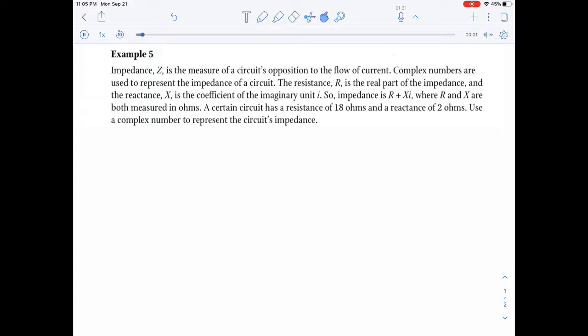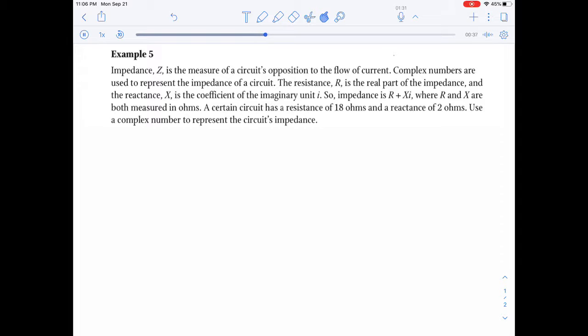Example 5. Impedance Z is the measure of a circuit's opposition to the flow of current. Complex numbers are used to represent the impedance of a circuit. The resistance R is the real part of the impedance, and the reactance X is the coefficient of the imaginary unit i. So impedance is R plus Xi, where R and X are both measured in ohms. A certain circuit has a resistance of 18 ohms and a reactance of 2 ohms. Use a complex number to represent the circuit's impedance.